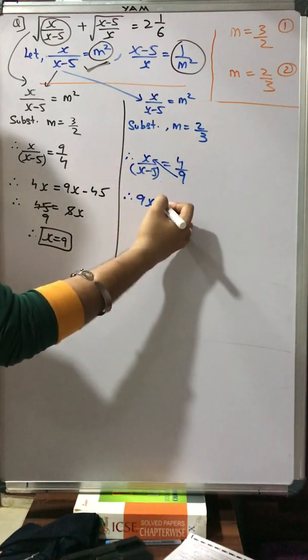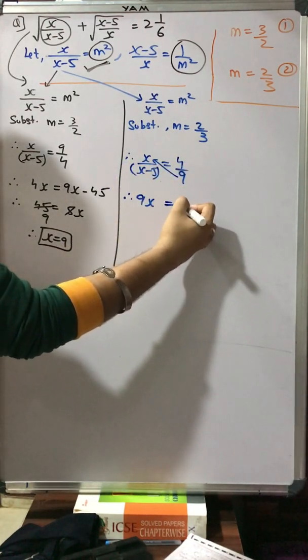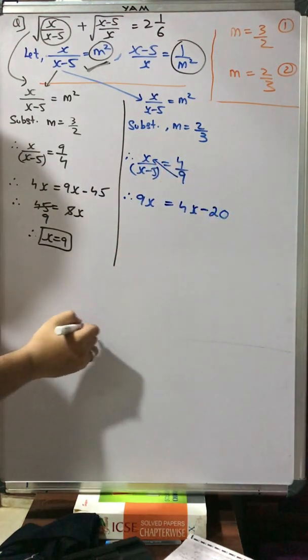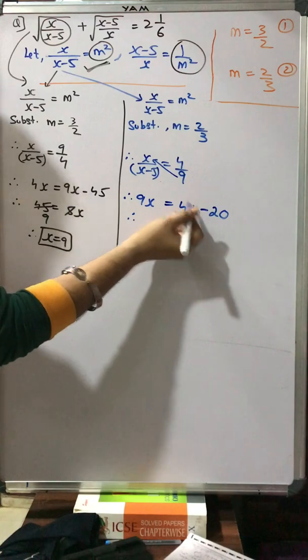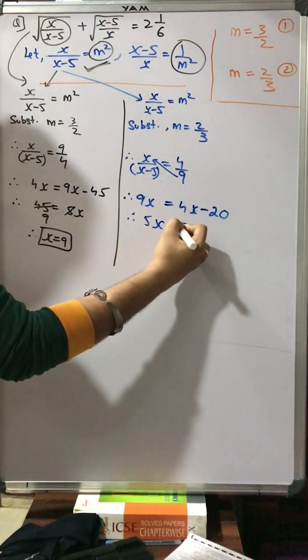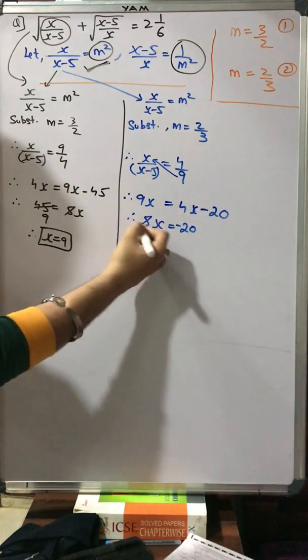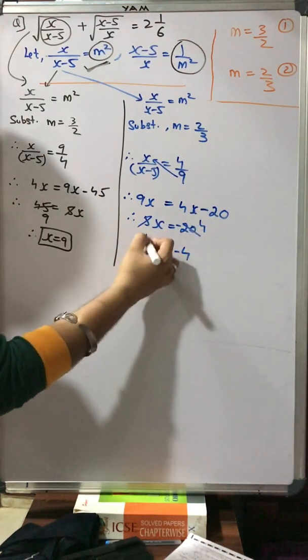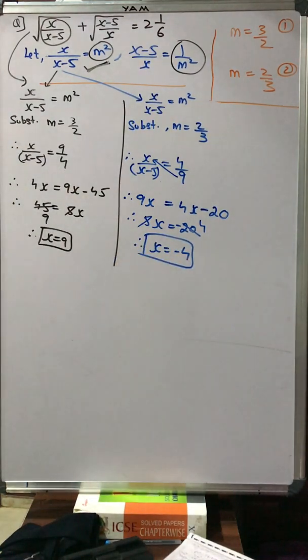9 into x, this becomes 9x, and then this 4 will be multiplied with this bracket of x minus 5. So 4 into x is 4x minus 4 5s are 20. Therefore this 4x comes here, so 9x minus 4x becomes 5x is equal to minus 20. This is minus 20. 5 1s are 5, 5 4s are 20. Therefore x is equal to minus 4. So students, we got the two values. One is 9 and the other is minus 4.